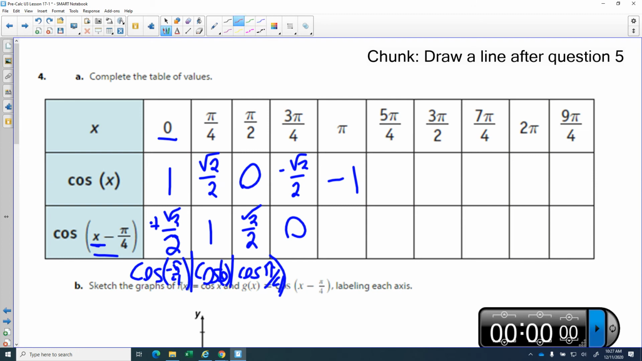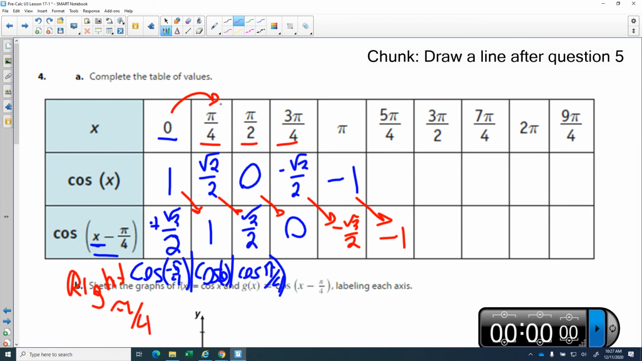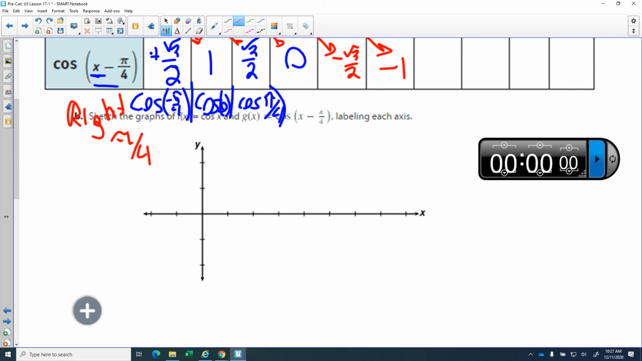Well, look at this pattern that's going on. Literally, all of these numbers got shifted over a singular value. This pattern actually works out across the board, and what it's literally doing is shifting these values over by pi over 4. So since this value shifted right by pi over 4, literally every single one of these values is shifting over by pi over 4. So how would that look on a graph?